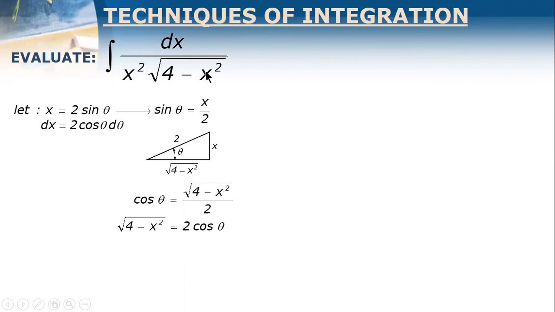So with this, let's substitute. Let's replace dx by 2 cosine theta d theta. Let's replace x squared by this. Since x is 2 sine theta, then x squared will be 2 sine theta quantity squared. And then square root of 4 minus x squared is equal to 2 cosine theta. This is the result.